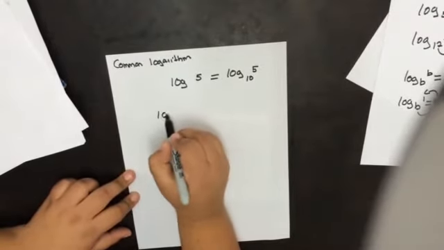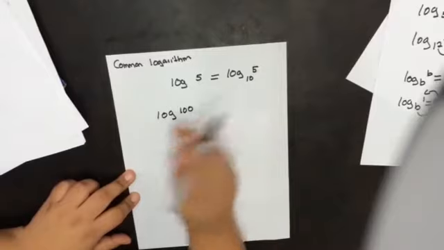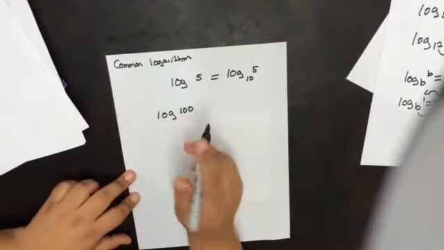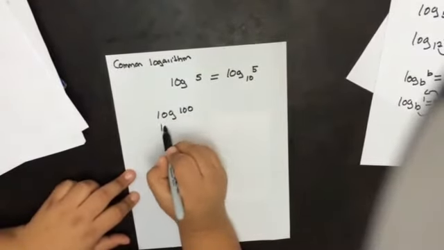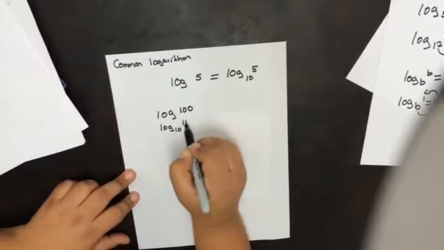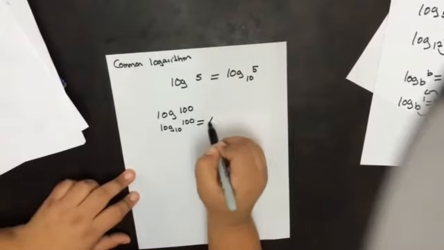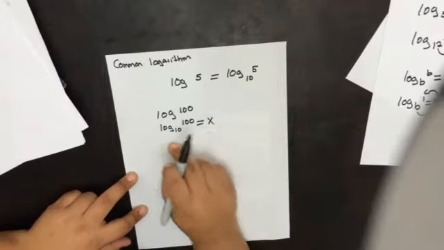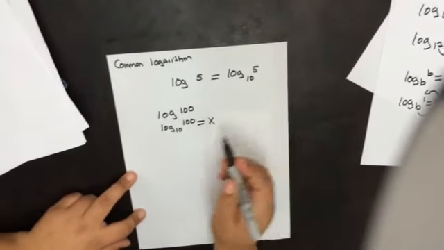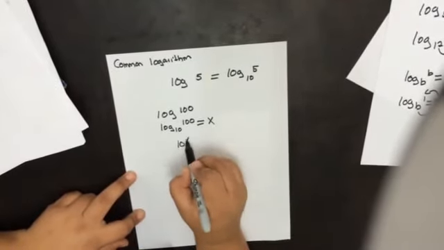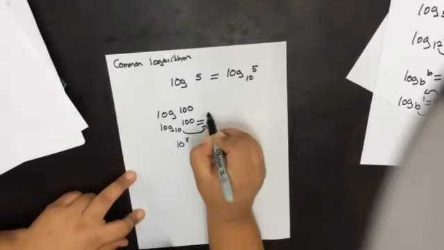So if I have log of 100, like I said before, there's a base of 10. So this is the same thing as saying log base 10 of 100 equals a number. So to solve this, we can write it in exponential form as 10 to the x equals 100.